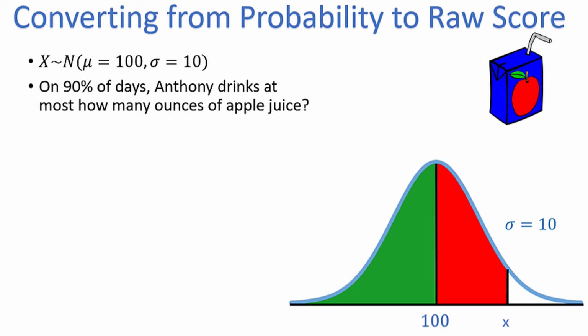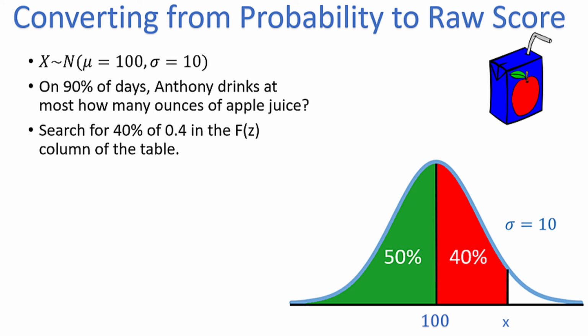This means 90% of the time, Anthony drinks less than the value x, so the two shaded areas must add up to 90%. 50% is to the left of the mean, as that's one of the characteristics of the normal distribution, which means that the red area must be equal to 40%, so that the two areas add up to 90%. Remember that the table values tell us the area from the mean up to some value, in this case from 100 up to x. That area is 40%, so the probability we need to search for in the table is 40% or 0.4.